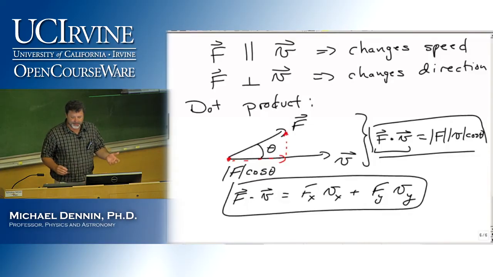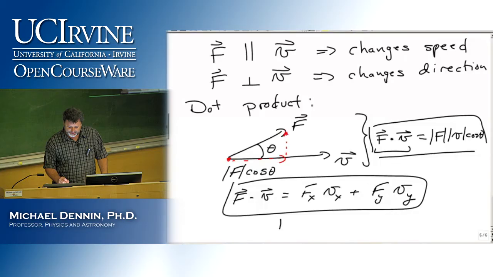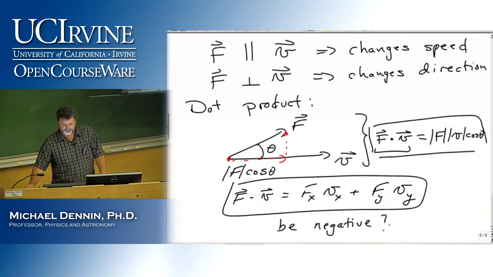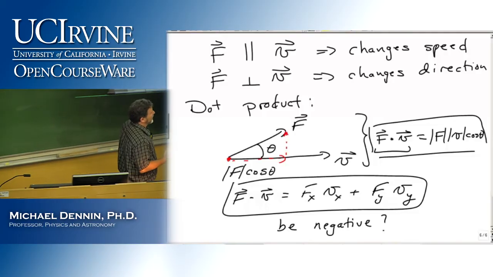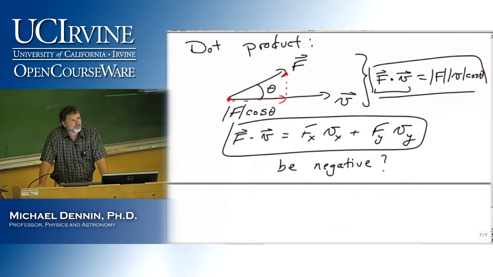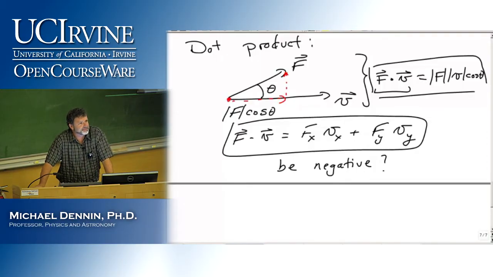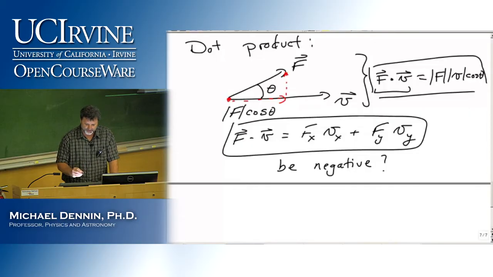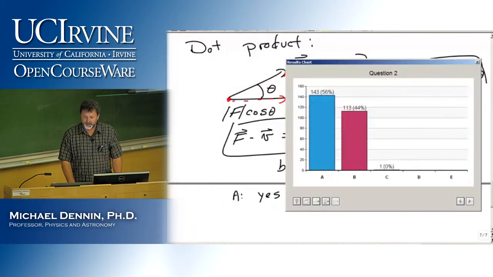Now, let me ask you this. Can it ever be negative? Can the dot product ever be negative? Yes. So I saw a lot of pointing at the screen. Can the dot product ever be negative? Yes or no? Let's vote. A is yes. B is no. So we have a close split.